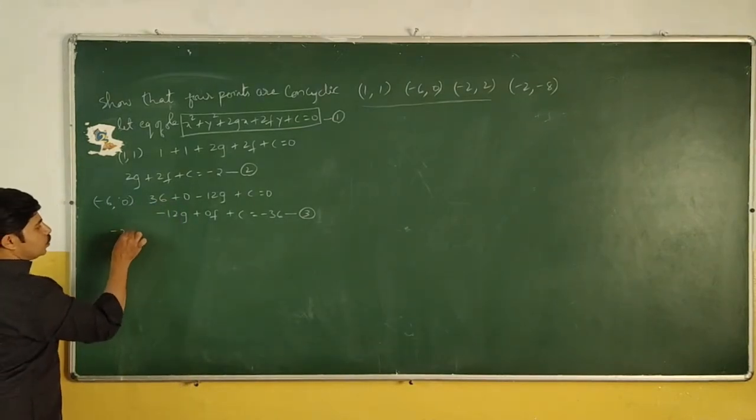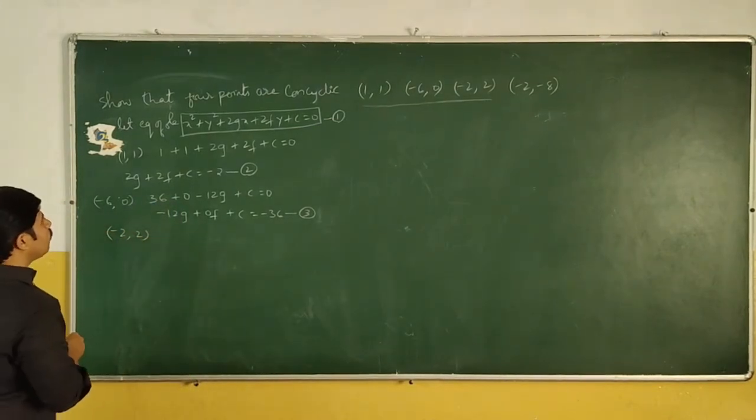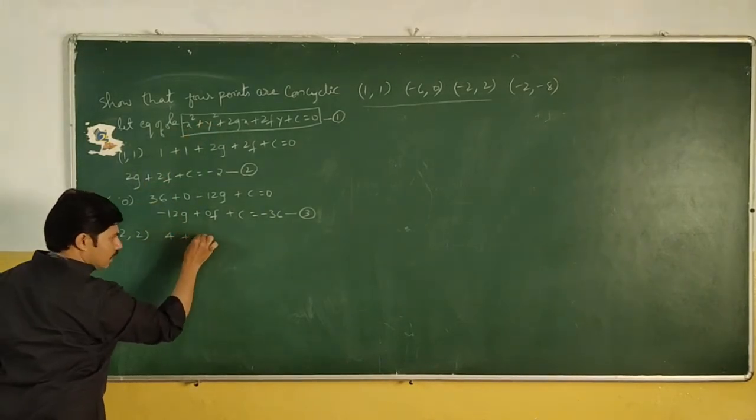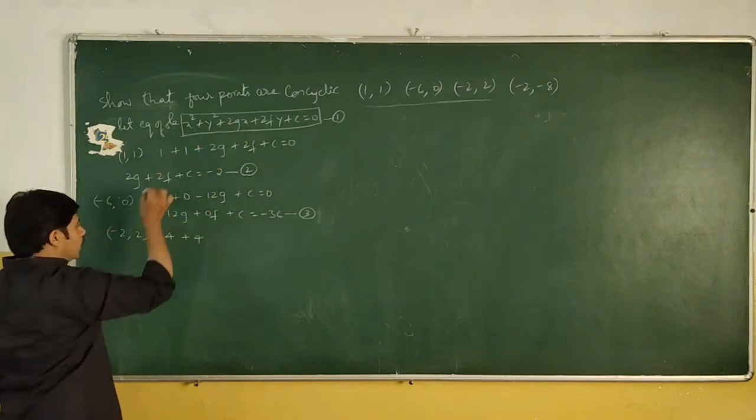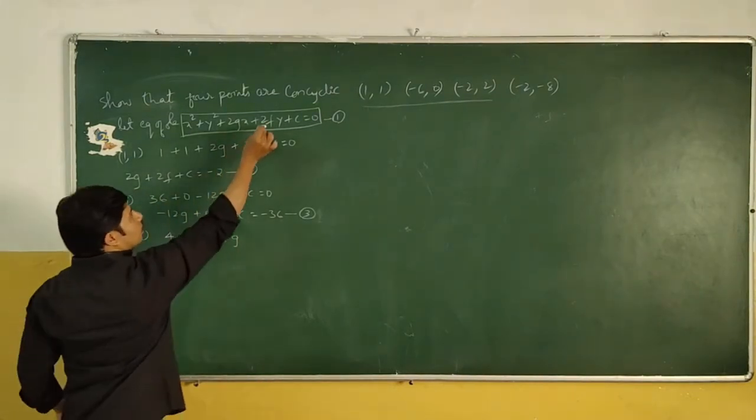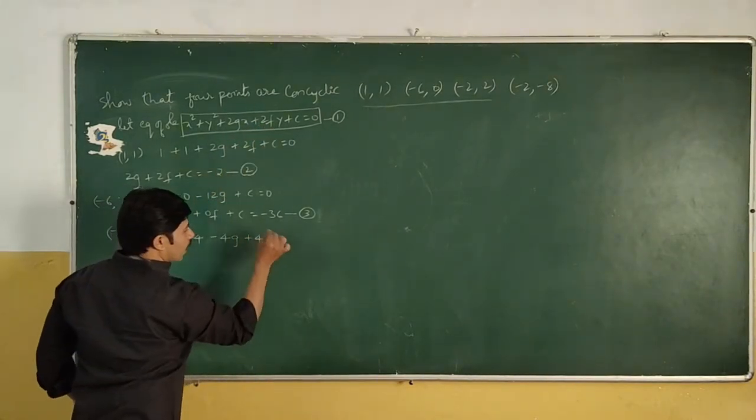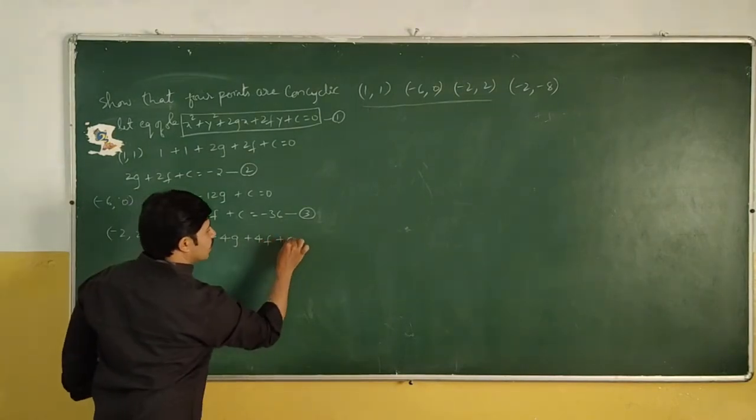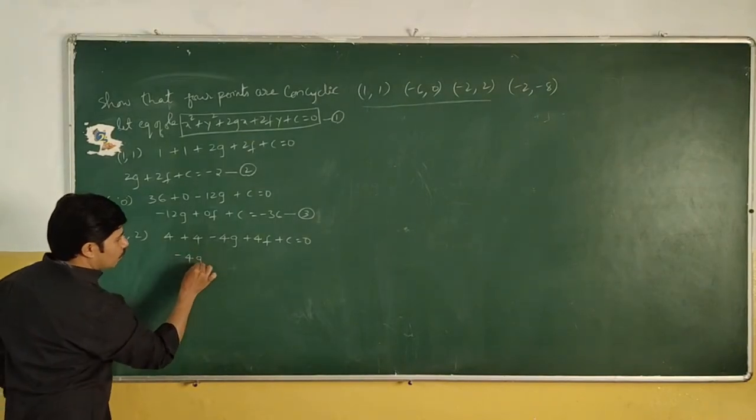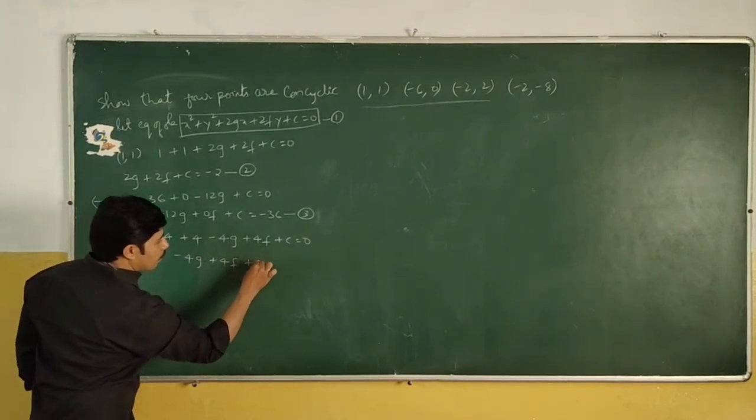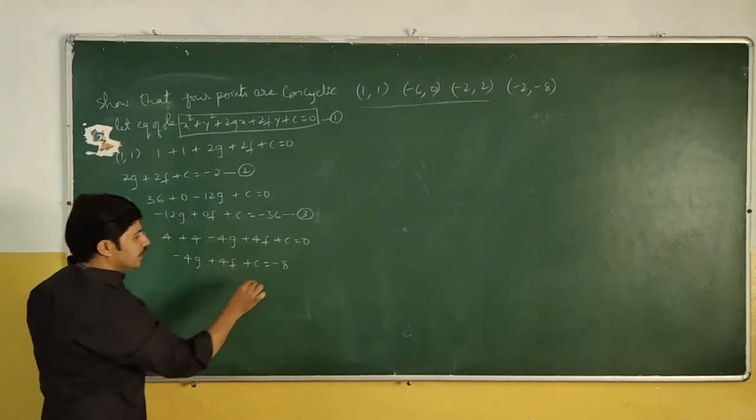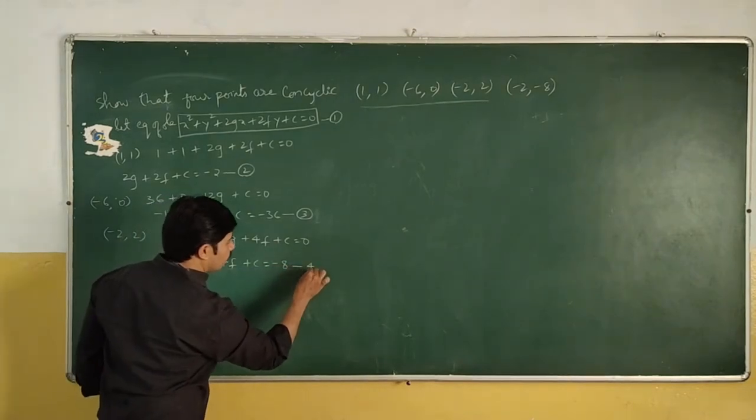So minus 2 comma 2, and substitute. So what we get? X squared plus y squared: 2 squared is 4, minus 2 squared is also 4. 2g into minus 2 is minus 4g. 2f into 2 is 4f, plus c is equal to 0. So we get minus 4g plus 4f plus c is equal to minus 4 minus 4, minus 8. This is equation number 4.